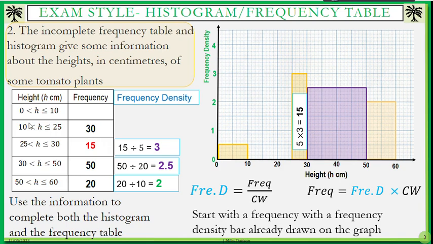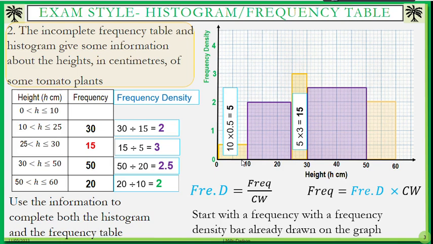The next one, use the information to work out the frequency density. 30 divided by 15, that gives you 2. There's no bar, so raise the bar all the way up to 2. The last one, the bar is done. Work out the area to give you the frequency. That is 0.5 times 10. That gives you 5, a frequency of 5, and the frequency density is 0.5.